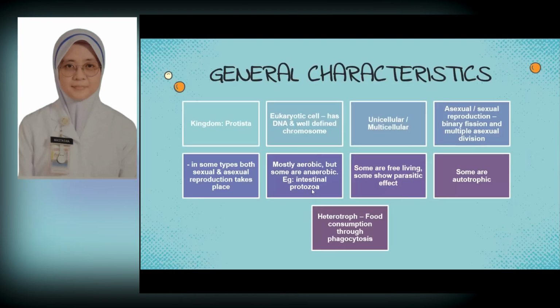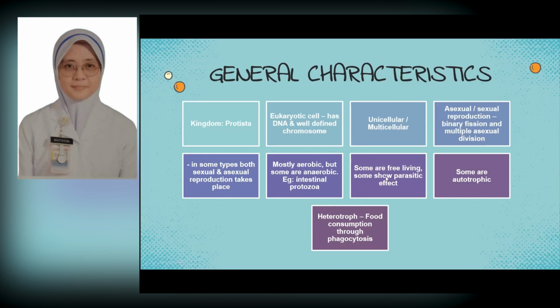Okay, next. The general characteristics of protozoa. Protozoa are from the Protista kingdom, and are eukaryotic cells that have DNA and well-defined chromosomes. Protozoa are unicellular and multicellular, and they have asexual and sexual reproduction, like binary fission and multiple asexual divisions. In some types, both sexual and asexual reproduction take place. Mostly protozoa are aerobic, but some are anaerobic, for example, intestinal protozoa.